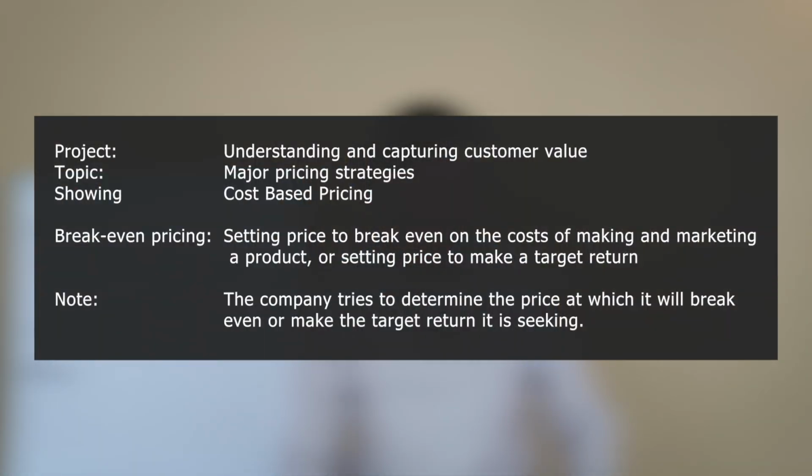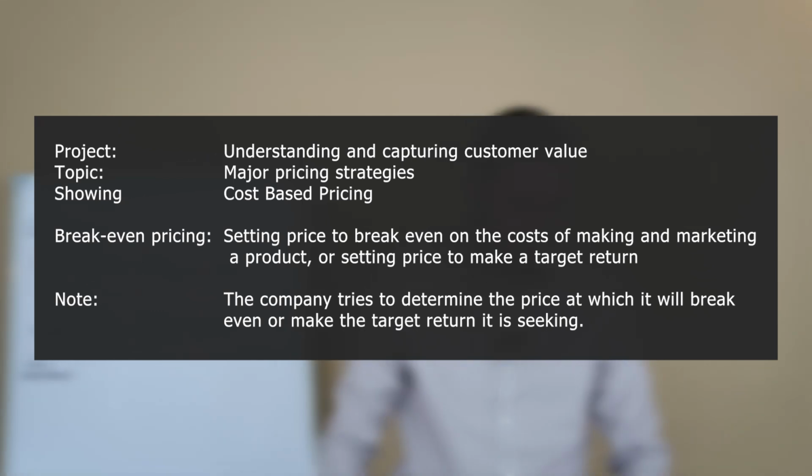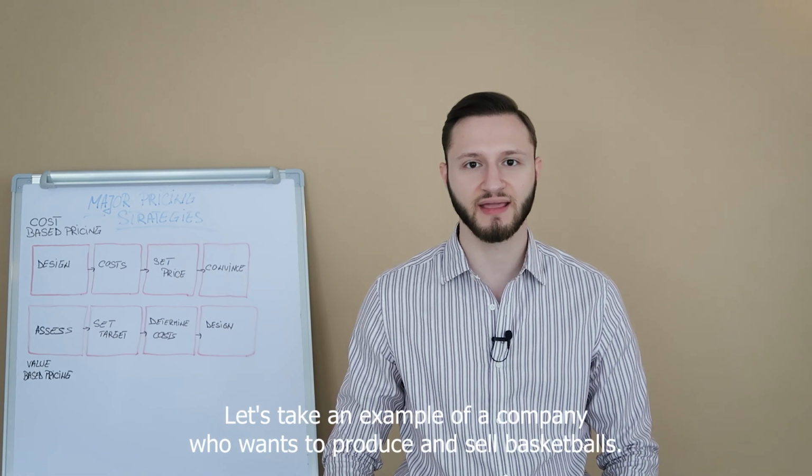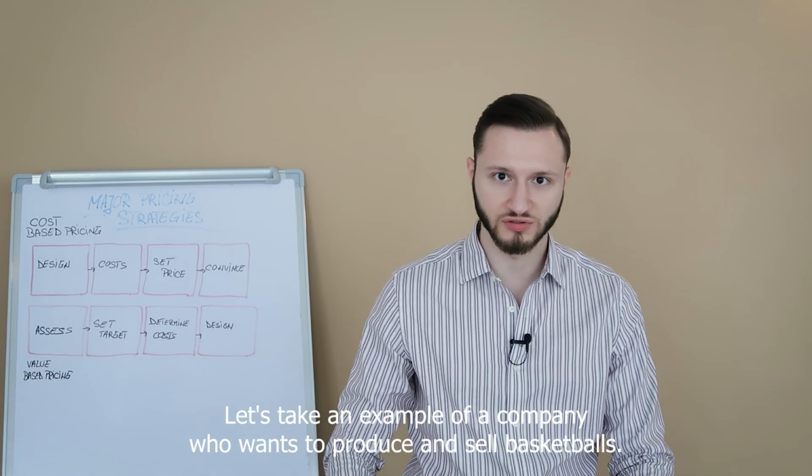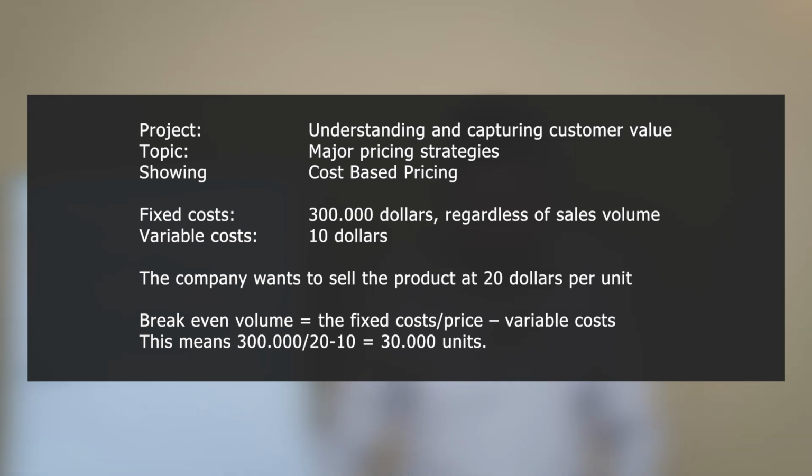The break-even pricing means setting price to break even on the cost of making and marketing a product, or setting price to make a target return. The company tries to determine the price at which it will break even or make the target return it is seeking. In order to understand it better, let's take an example of a company who wants to produce and sell basketballs. Fixed costs are $300,000, regardless of the sales volumes.